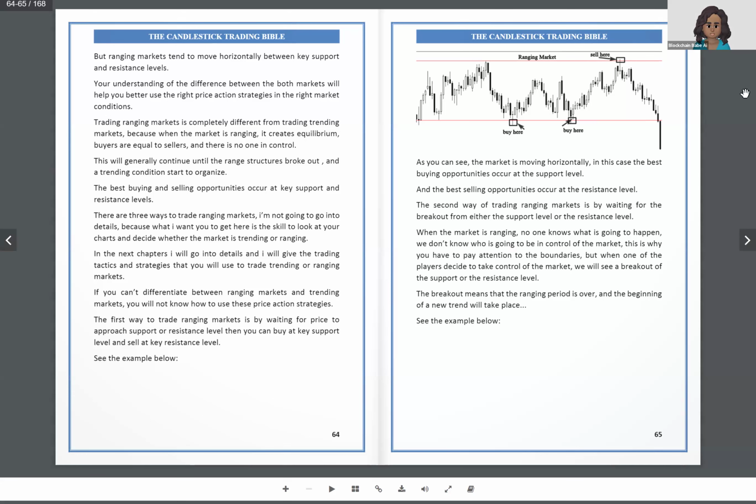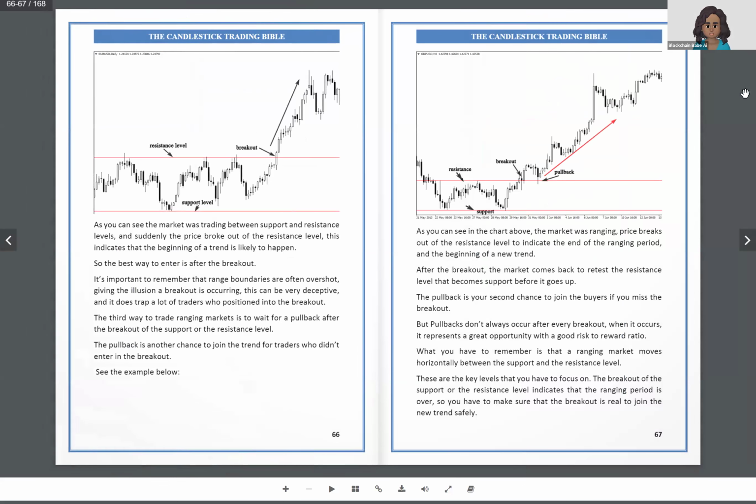When the market is ranging, no one knows what is going to happen. We don't know who is going to be in control of the market. This is why you have to pay attention to the boundaries. But when one of the players decides to take control of the market, we will see a breakout of the support or the resistance level. The breakout means that the ranging period is over and the beginning of a new trend will take place.